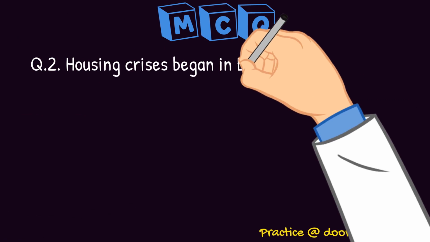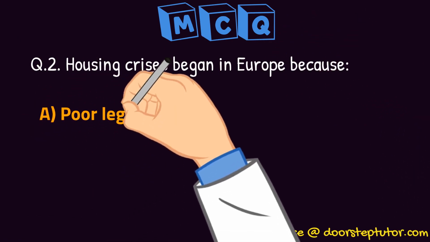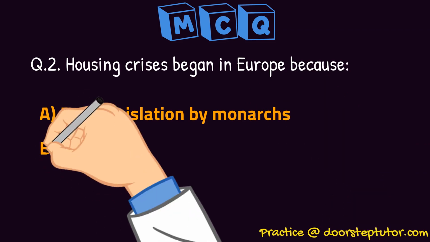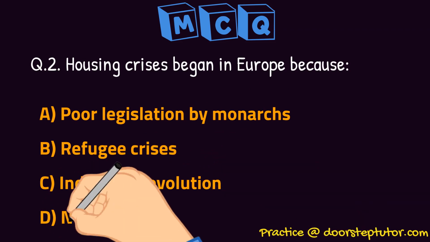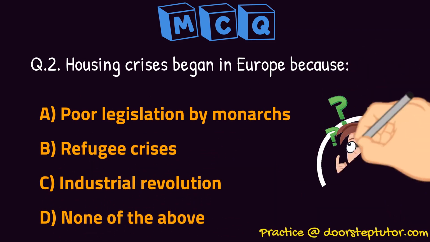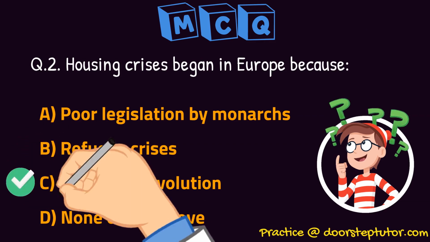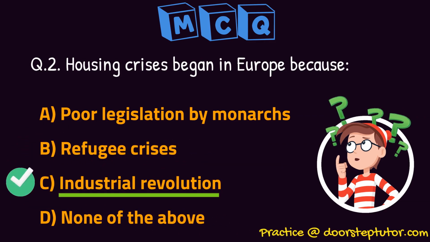Next question. Housing crisis began in Europe because of A, poor legislation by monarchs, B, refugee crisis, C, industrial revolution, or D, none of the above. Correct answer, C, industrial revolution. When means of production started getting industrialized, communities in rural areas started to fall apart because they could not compete with industrial centers when it came to production. This was because their means of production was only manual.